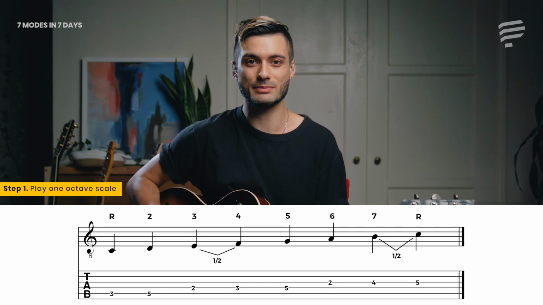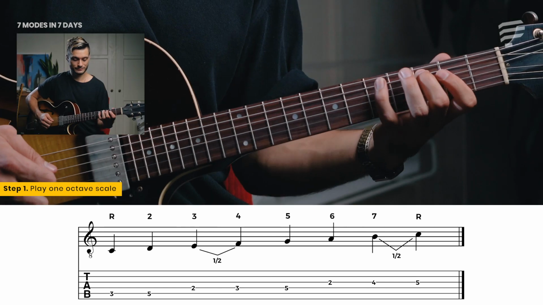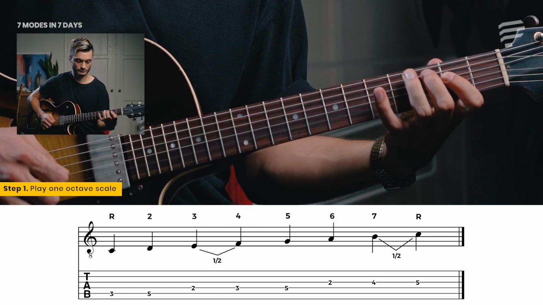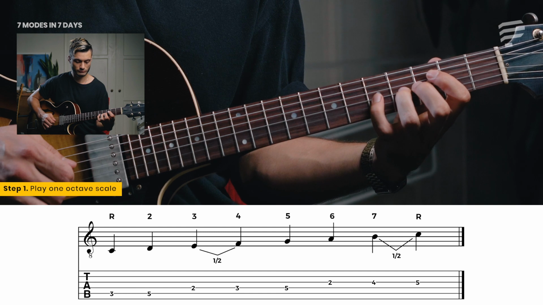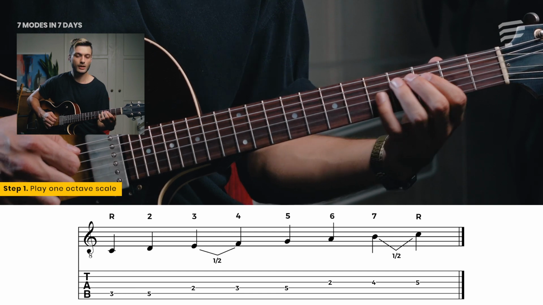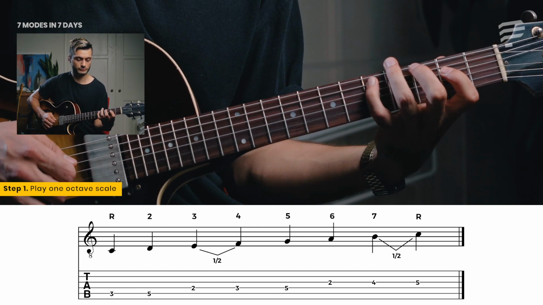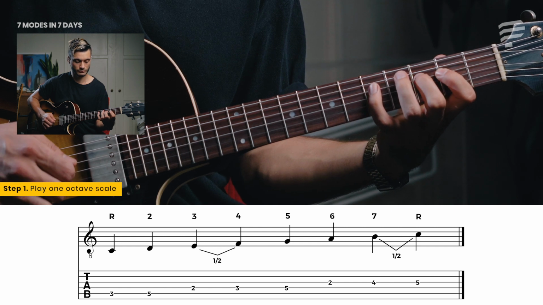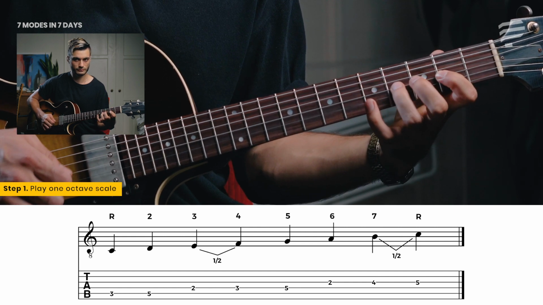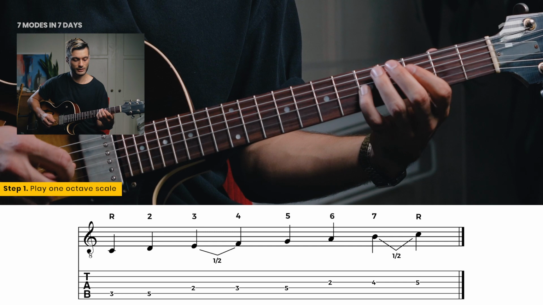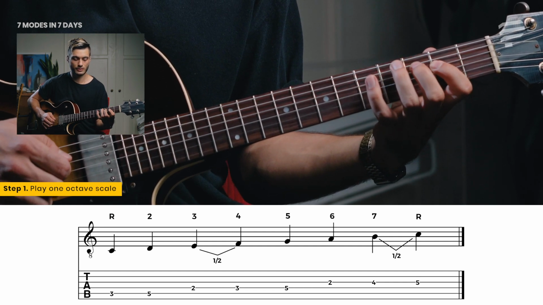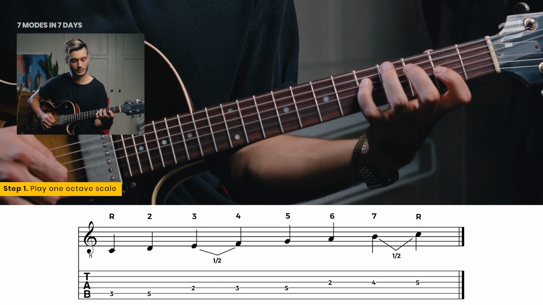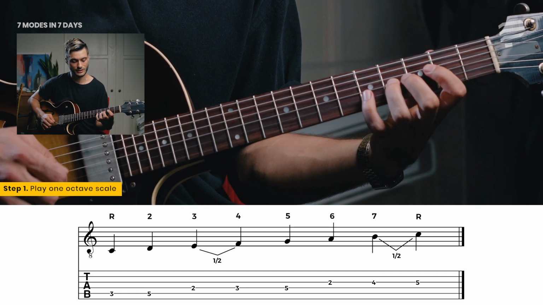Here we go, 3 more times. Play with me. Last time. Root, 2nd, major 3rd, 4th, 5th, major 6th, major 7th, root.